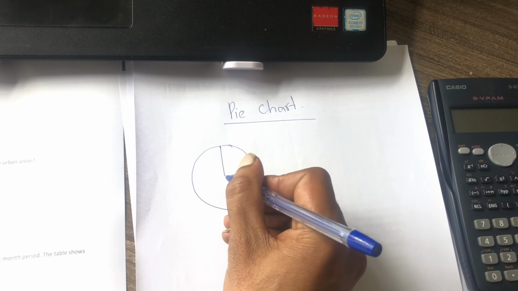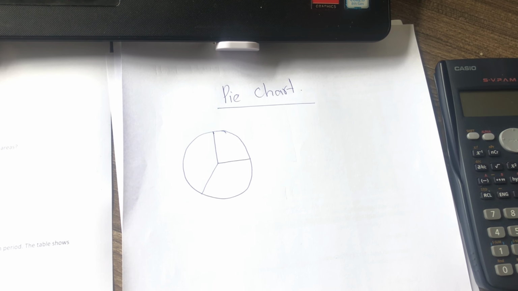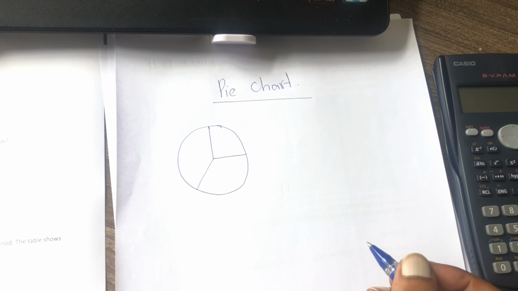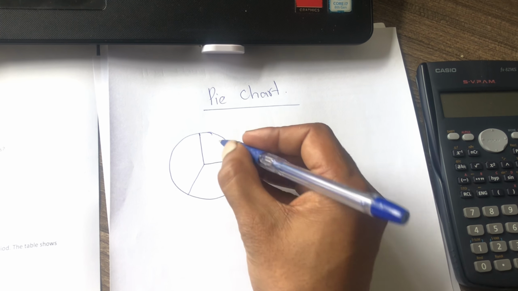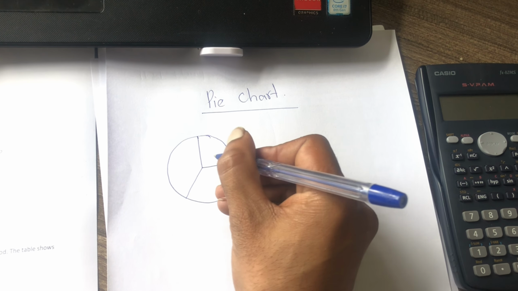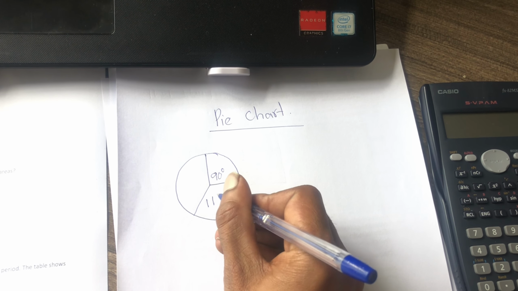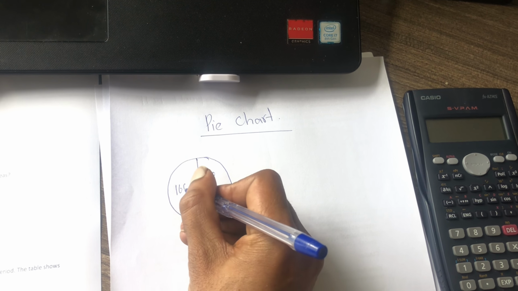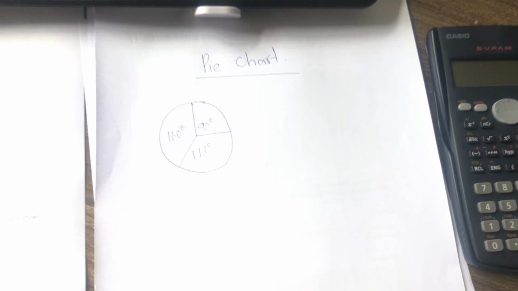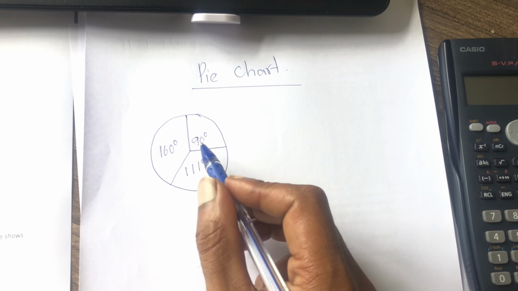The pie chart is divided into parts. For example, this part is 90 degrees, this will be, let's say, 110 degrees, and this is 160 degrees. Every value will be divided by degrees.